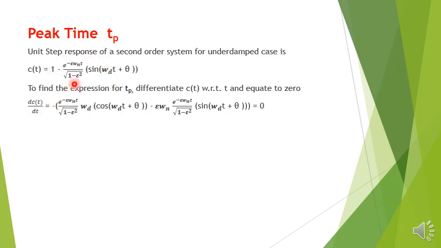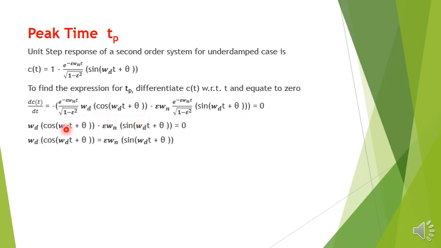So what is the differentiation of this? The differentiation of 1 is 0. The differentiation of this is a product, as both contain a t, so the product rule I need to apply. So e to the power minus zeta omega n t by root of 1 minus zeta square, sine of omega d t plus theta, becomes cos of omega d t plus theta into omega d, minus, adding this e to the power minus zeta omega n t by root of 1 minus zeta square, differentiating this remains this, and minus zeta omega n sin of omega d t plus theta. So both are equal to 0.